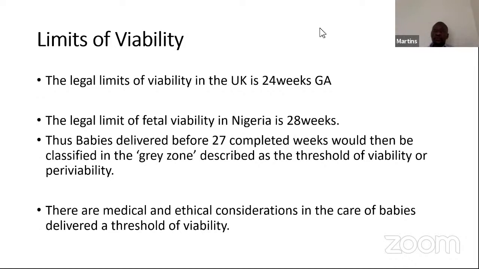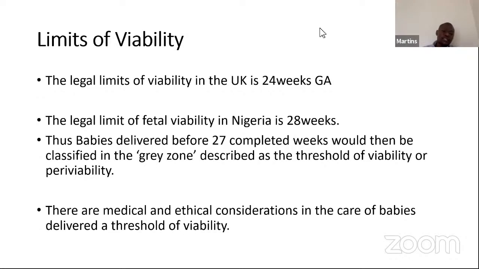So it's still based on the clinician's judgment. But when you have established guidelines, like in the UK, we have the guidance issued by BAPM, the British Association of Perinatal Medicine, that guides the clinician and gives them what to do in gray areas where you have 22 to 23 weekers.